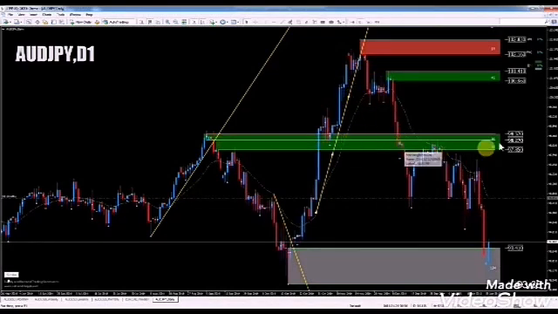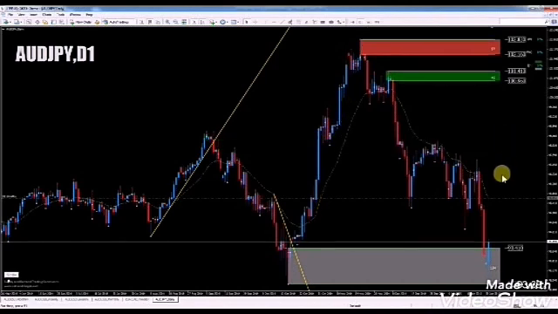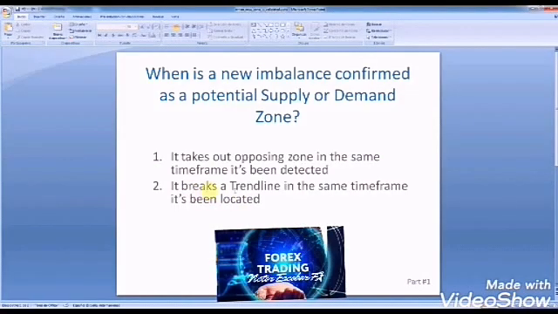If we continue now, as you can see on the Oxygen, we connect the latest imbalances and all that. Then this is supply, etc. And if we break this trend line, the level that is created right here will be validated. We are talking about trend lines only here. We are talking about the second point. It breaks a trend line.